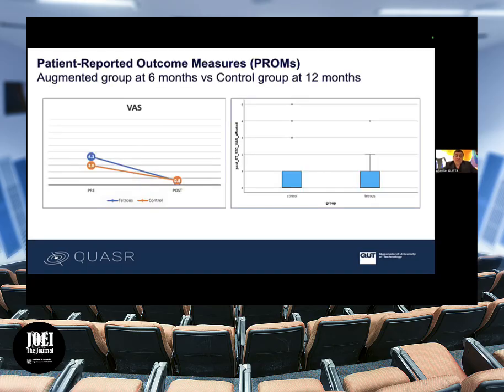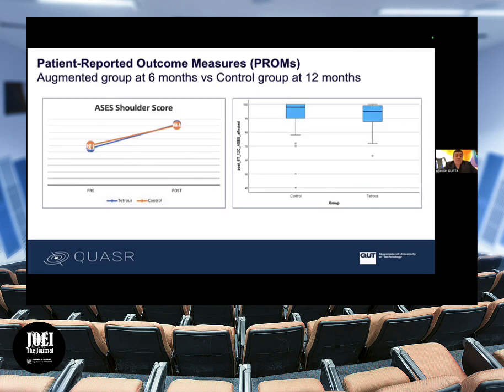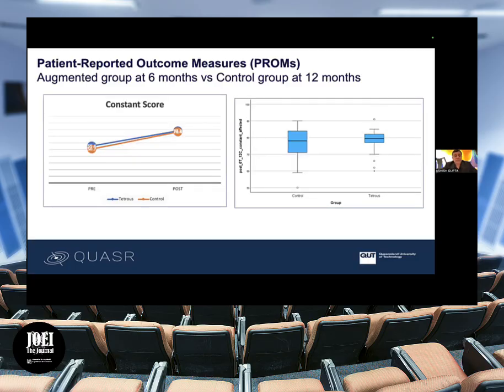And our provisional data does show that the pain relief is better. The ASES scores at 6 months with the Tetris group, which is the blue, are equivalent to 12 months with the non-augmentation group. So we compared the 6 to 12-month data between the augmentation and the non-augmentation group. If you look at the Constant score as well, which is a good measure of functional outcome and strength, we're achieving strength at 6 months which I was achieving at 12 months.